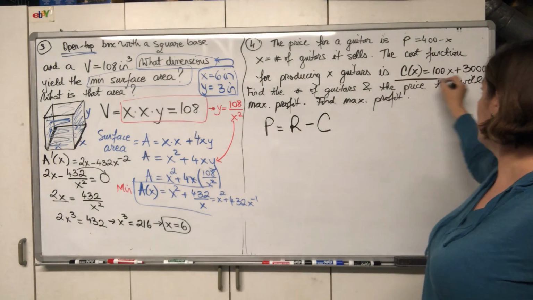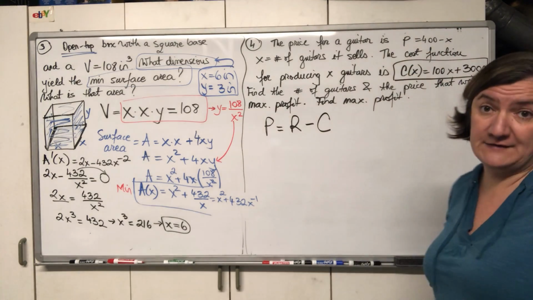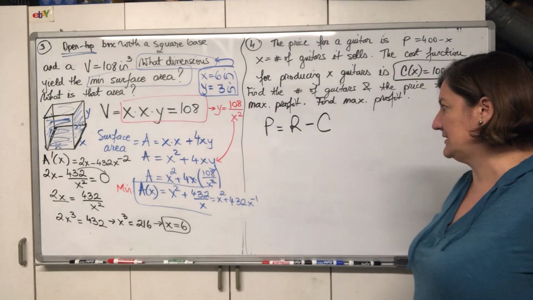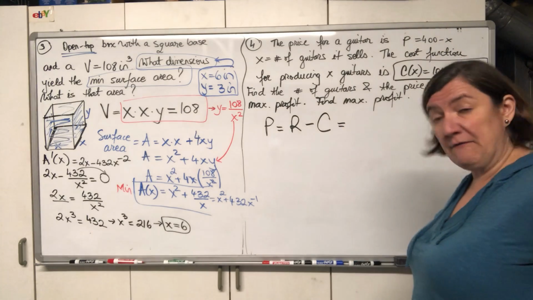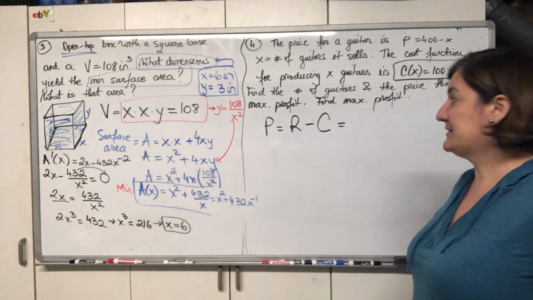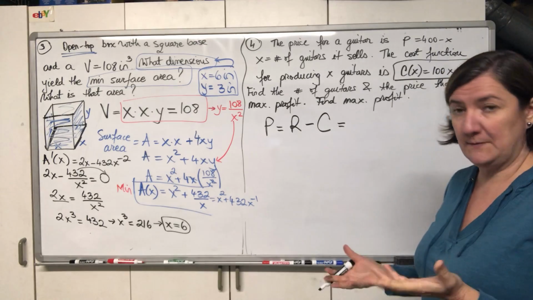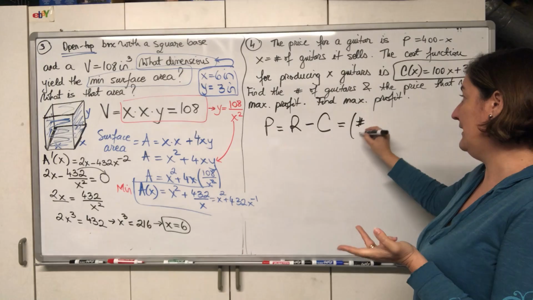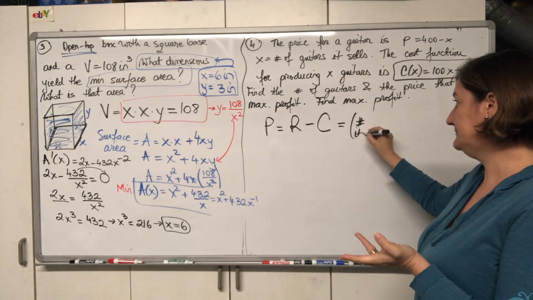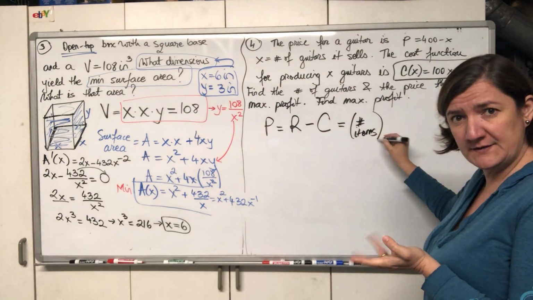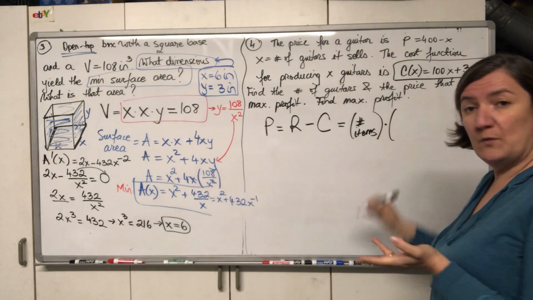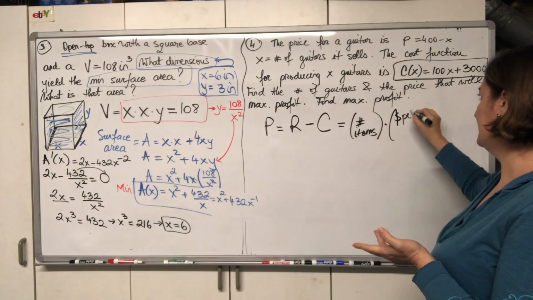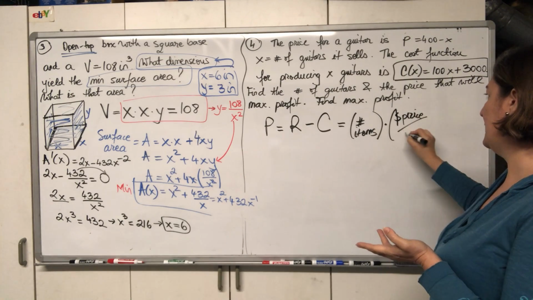Well, the cost function is given to us. We don't have to come up with it. In other examples, we will have to come up with a cost function as well. But the revenue is what we need to come up with. So, how do you make money? Well, you make money by selling things. What are we selling? Some number of items, which in this case is our guitars, times whatever we're selling them for. So, price per guitar, right?